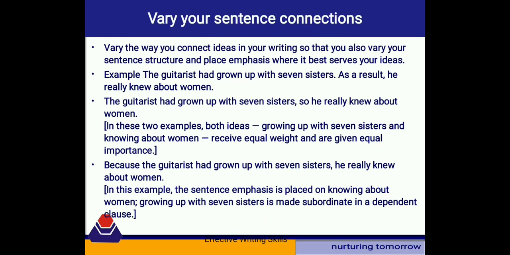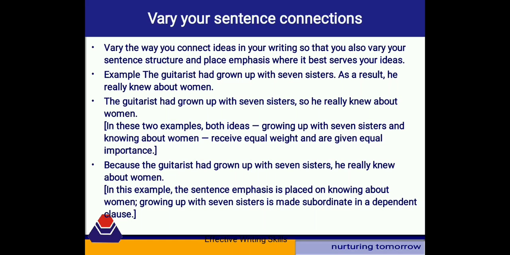Vary the way you connect ideas in your writing so that you also vary your sentence structure and place emphasis where it best serves your ideas. That means when you are writing a sentence, you should try to use variety so that you can place emphasis where you wish to emphasize your idea. For example, the guitarist had grown up with seven sisters. As a result, he really knew about women.